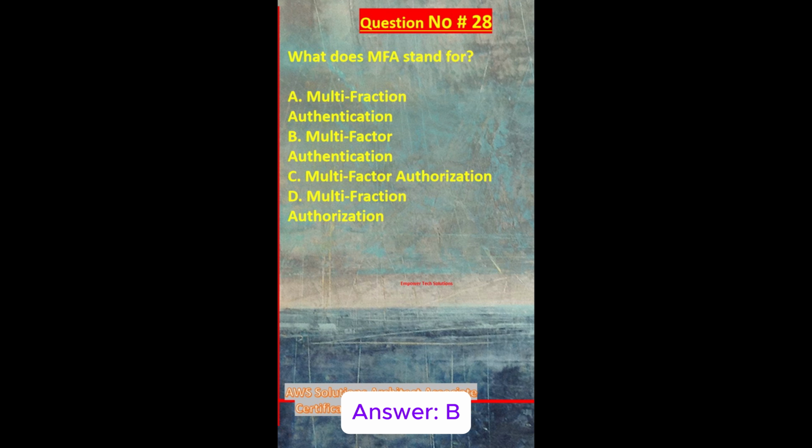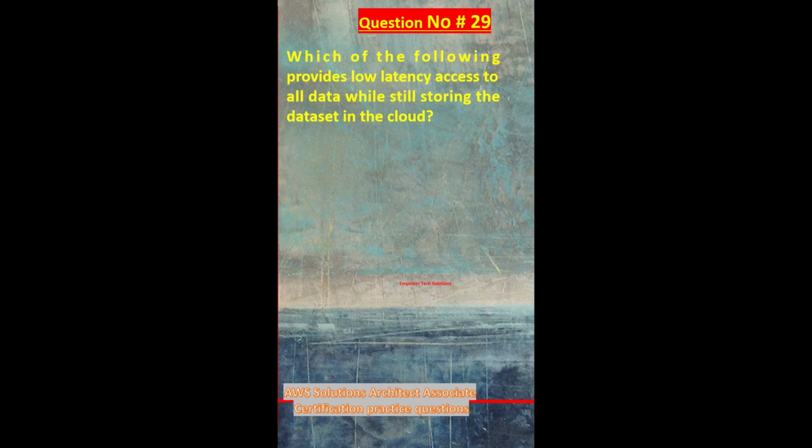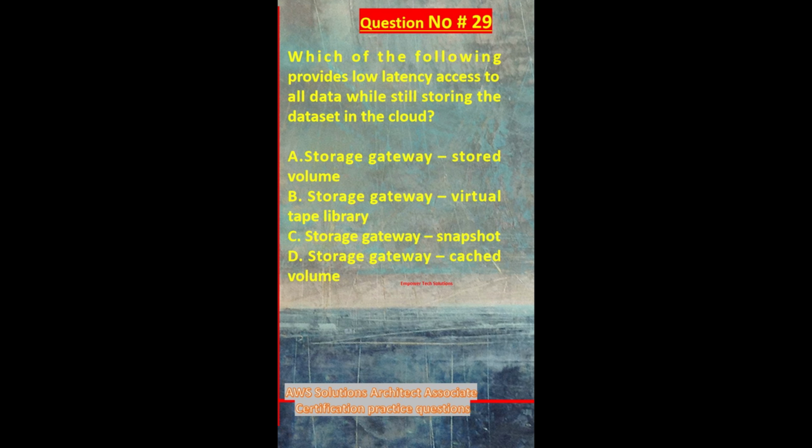Which of the following provides low latency access to all data while still storing the dataset in the cloud? A. Storage Gateway stored volume. B. Storage Gateway virtual tape library. C. Storage Gateway snapshot. D. Storage Gateway cached volume.